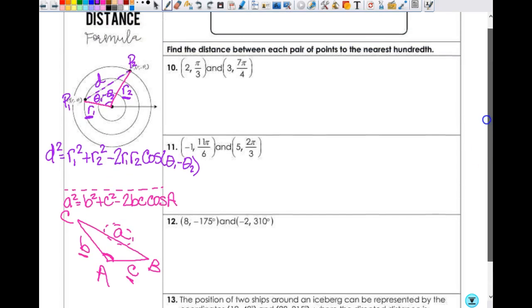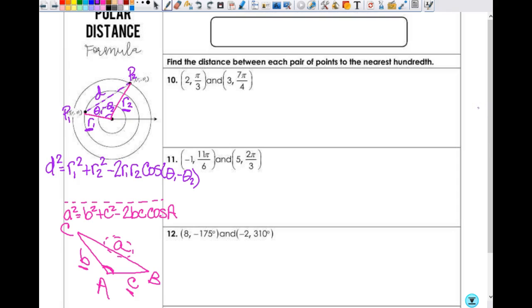Now in the formula, we don't want D squared. We just want the distance. So we take the square root of both sides, and we get that the distance is equal to the square root of R1 squared plus R2 squared minus 2 R1 R2 times the cosine of, and instead of theta 1 minus theta 2, I'm going to put theta 2 minus theta 1 because that's actually how you would see it on a formula chart. We'll talk about whether or not it matters here in just a second.